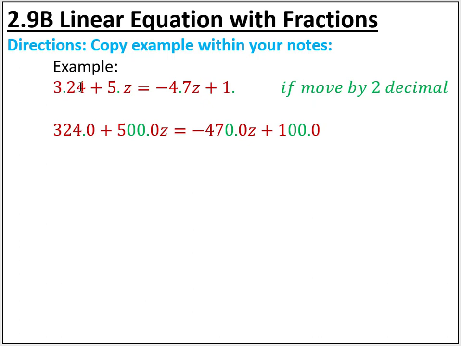So it went from 3.24 to 324. The 5 became 500. The 4.7 became 470. And the 1 became 100. And here I highlighted the zeros in green to show you that from 5, it moved the decimal 2 times to the right. So those empty spaces are filled in with zeros. The 4.7, again, it moved 2 times to the right, so it had 1 empty space. You fill that in with a 0. And then the 1, it moved 2 times to the right, so those empty spaces you fill in with a 0.